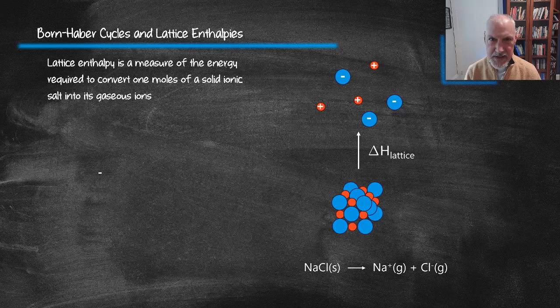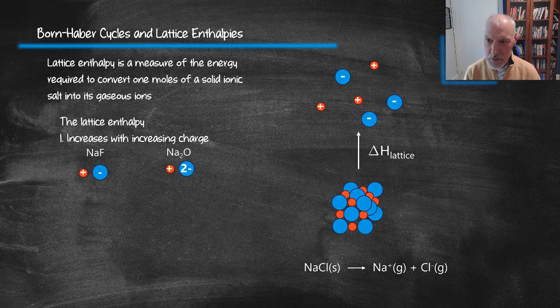The lattice enthalpy depends on a couple of factors. First of all, it depends on the charges of the species involved in the ionic bond. So we'll compare here sodium fluoride to sodium oxide. Oxygen has a -2 charge, fluorine -1. So oxygen having a greater charge should pull the positive ion closer, creating a stronger ionic bond. This should then result in a greater lattice enthalpy, and we can see here by comparing them. So increasing the charge of either of the ions or both of them will increase the lattice enthalpy.